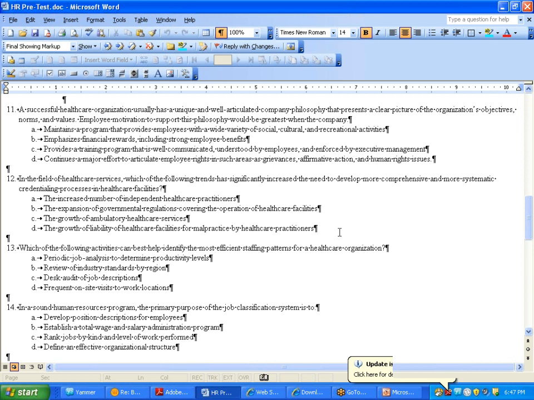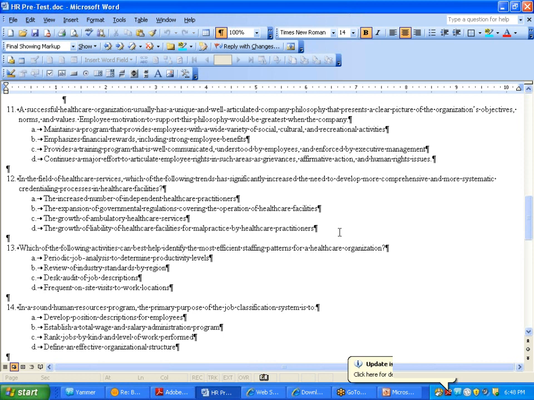You are correct. And the key there is the communication and enforced by executive management. When you're trying to make sure that your organization's objectives, norms, and values are followed, it has to be started from the top and communicated to the bottom. Good job. Well, good thought process. Good answer.